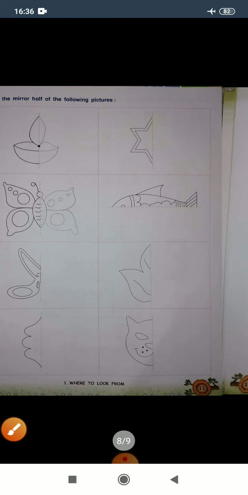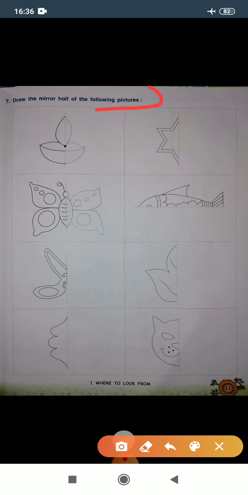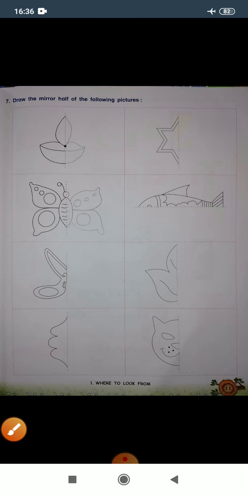Now our next question is question number 8. Draw the mirror half of the following letters or words. In question number 7, we saw pictures of mirror half. Now in question number 8, we need to draw letters or words using the mirror half method. You can see here the half part of A is given on the right hand side, and the other part we need to draw using a pencil.